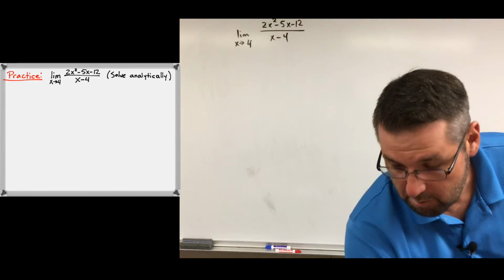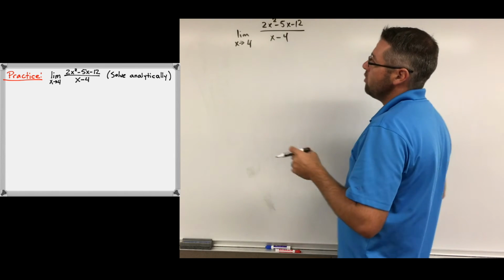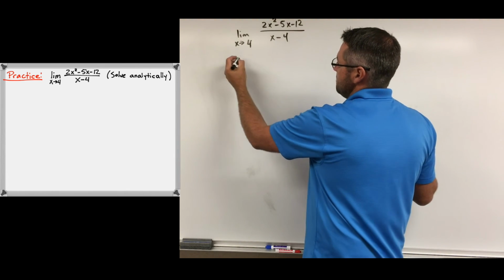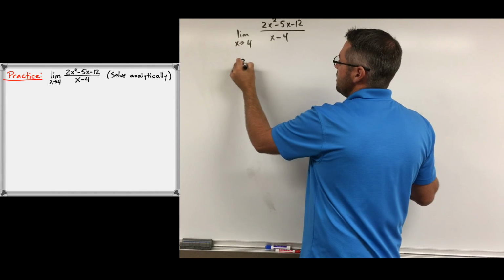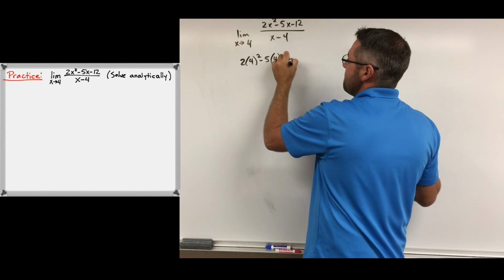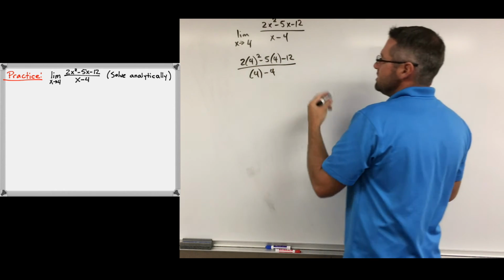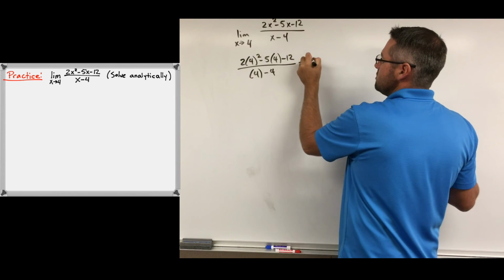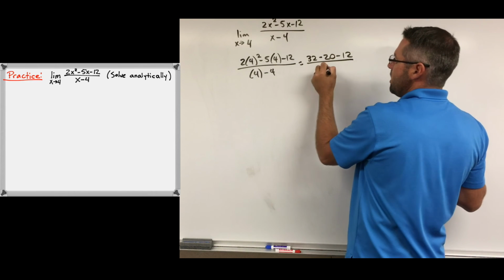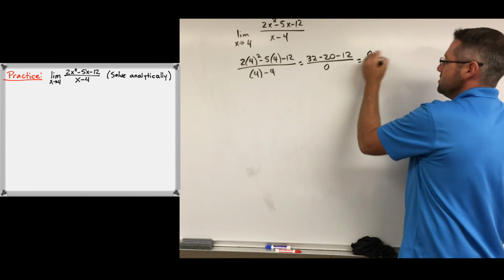Okay, so remember our first step is always substitution. If we skip that step, we're going to have a problem in the future. So never skip substitution. So I'm going to plug in 4: 2 times 4 squared minus 5 times 4 minus 12 over 4 minus 4. Simplifying that, 16 times 2 is 32, minus 20 minus 12. Over on the bottom, we get 0. 32 minus 20 minus 12 is 0. So we got 0 over 0.